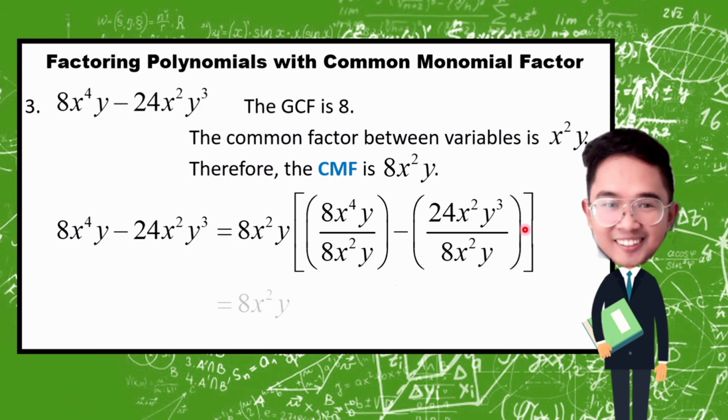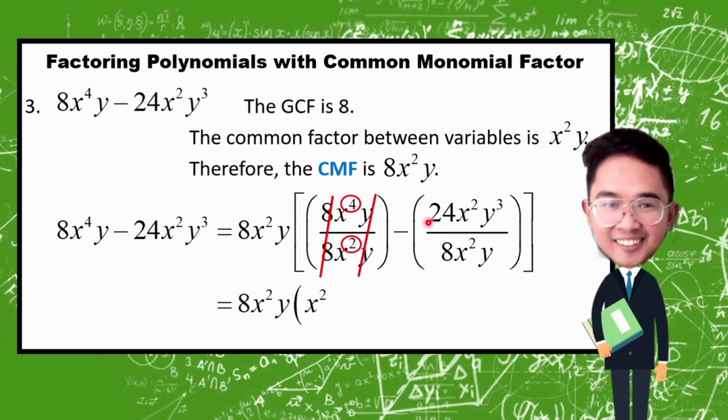Let's simplify by putting down your common monomial factor and simplify 8x raised to 4y over 8x squared y. 8 divided by 8 is already 1. x raised to 4 divided by x squared is x squared. And y divided by y is 1. The answer is x squared minus 24x squared y cubed over 8x squared y.